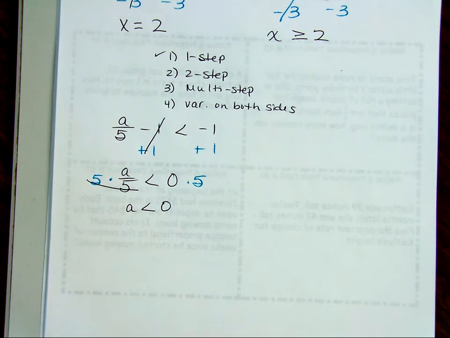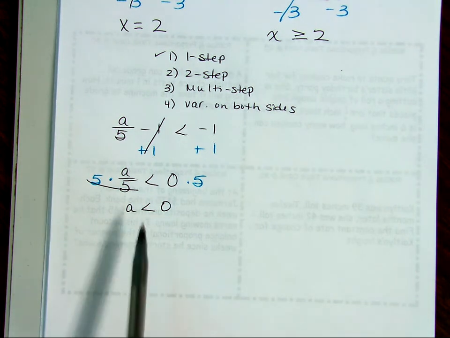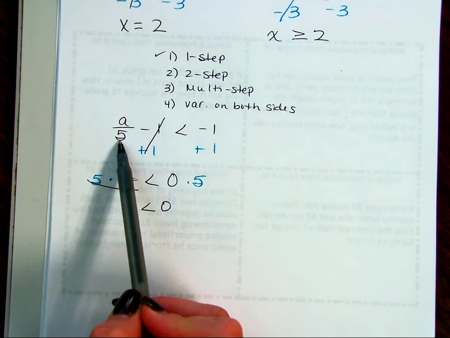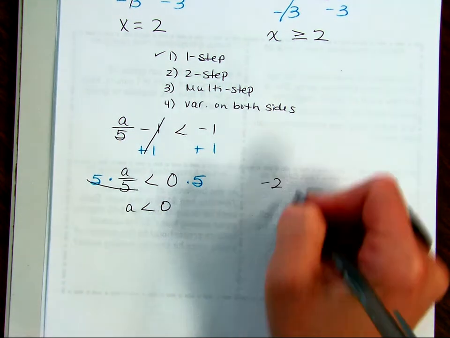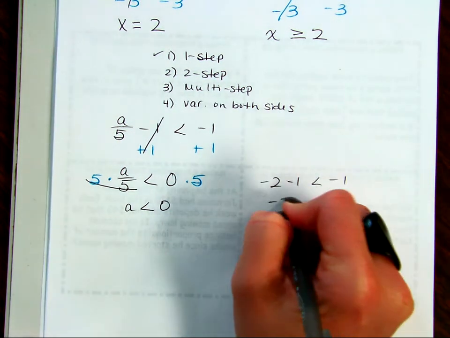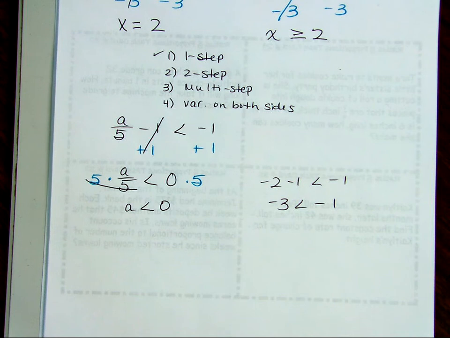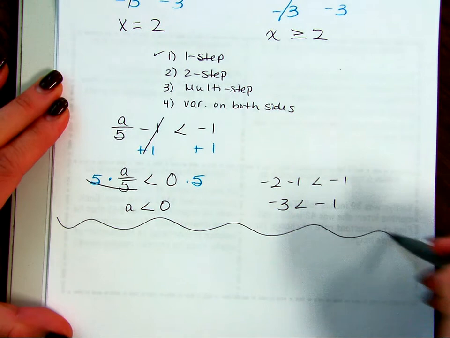So negative 1, as long as they're negatives, okay? Negative 10. Negative 10 divided by 5 is negative 2. And negative 2 minus 1 is negative 3. Is negative 3 less than negative 1? Yeah. So that's how you can check your solution set. Good? Okay.